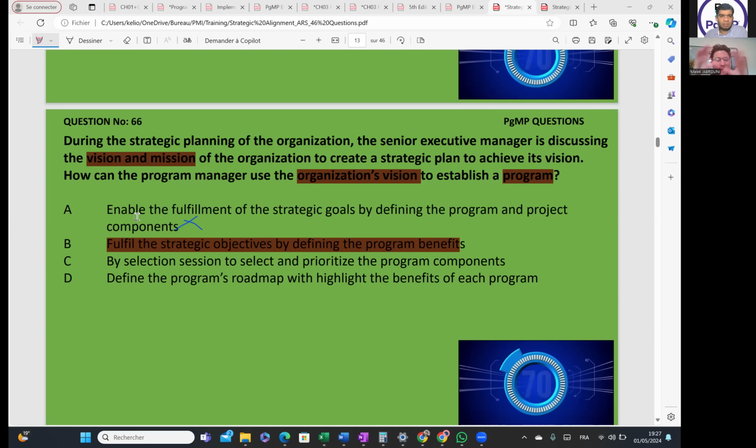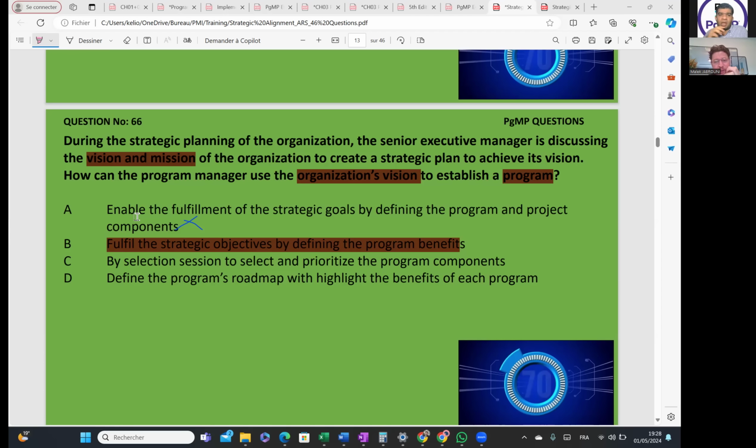Okay. I didn't make the relation with the charter, but okay. Because we are in the charter, we are not speaking about the benefits, so we don't define, in fact, how the benefits. Wait a moment. The keywords here are discussing the vision and mission of the organization to create a strategic plan. So, the vision, mission, goals, and objectives are the keywords from the charter. Clear?